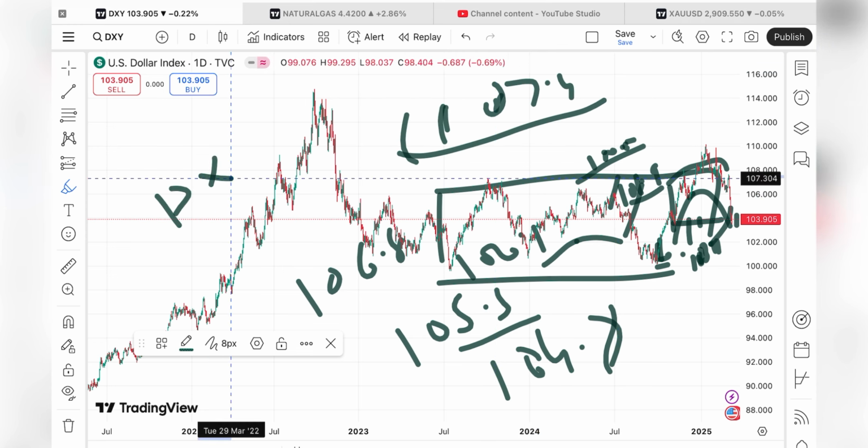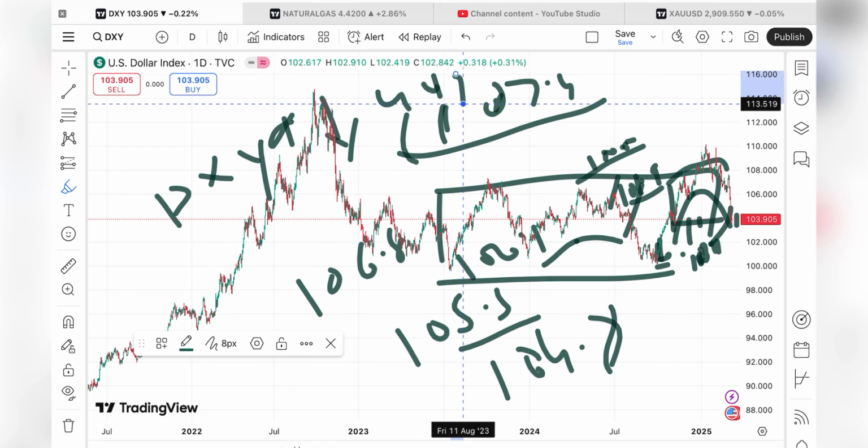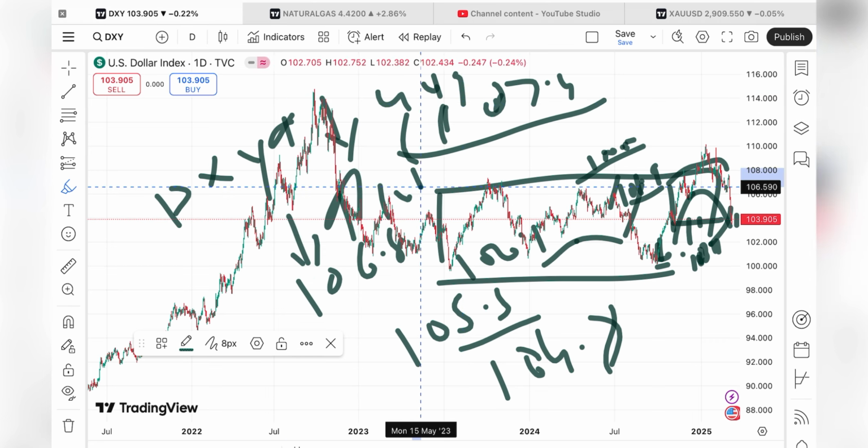So when the dollar index starts going upside, we will see the price of gold come down, or similarly silver come down. But if the dollar index starts going down, we will see the gold and silver price go up. This is what we can see.